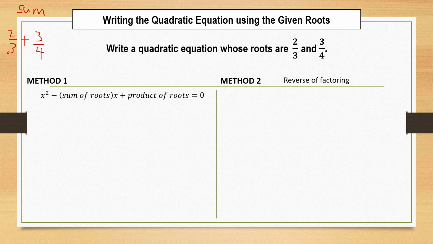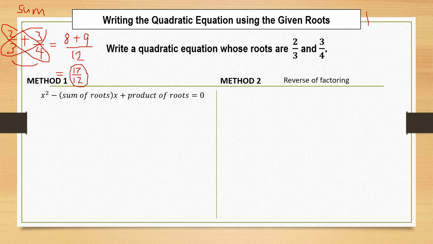Let us use the butterfly approach. 2 times 4 is equal to 8. 3 times 3 is equal to 9. For the denominator, we have 3 times 4, that is equal to 12. Therefore, the sum of the roots is 8 plus 9, 17 over 12.